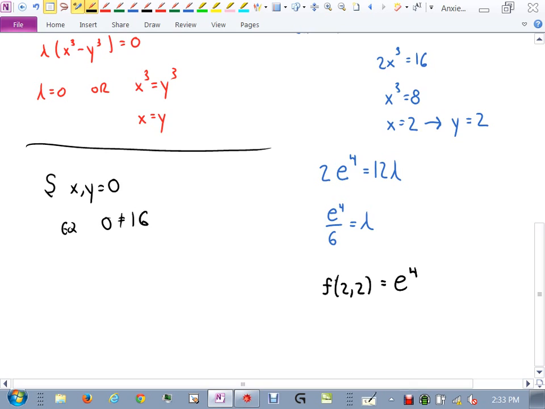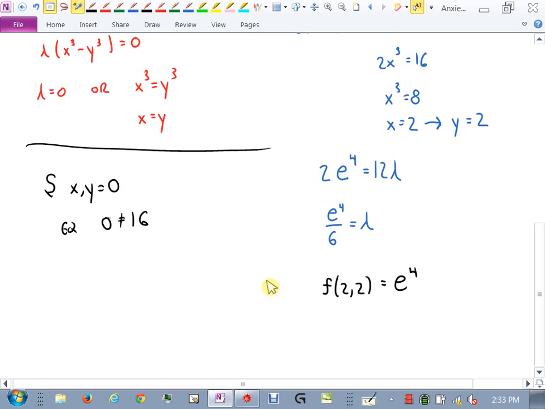Now, this brings up another question, though. We only had 1 point, did we? And I'm trying to find the maximum or minimum value. Now, we know it's a maximum because of the picture, don't we? But what if we didn't have the picture? How do I know that's a maximum value? Why is it not the minimum? See what I'm saying?